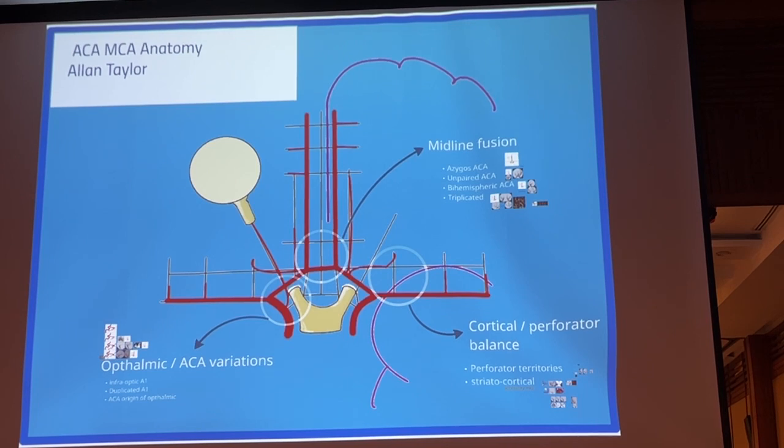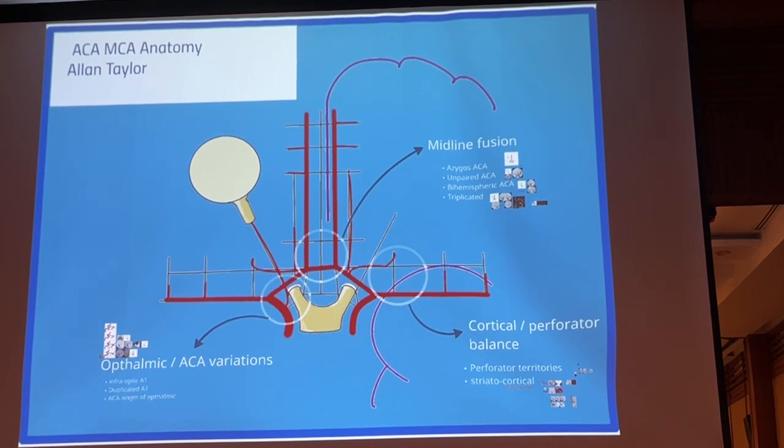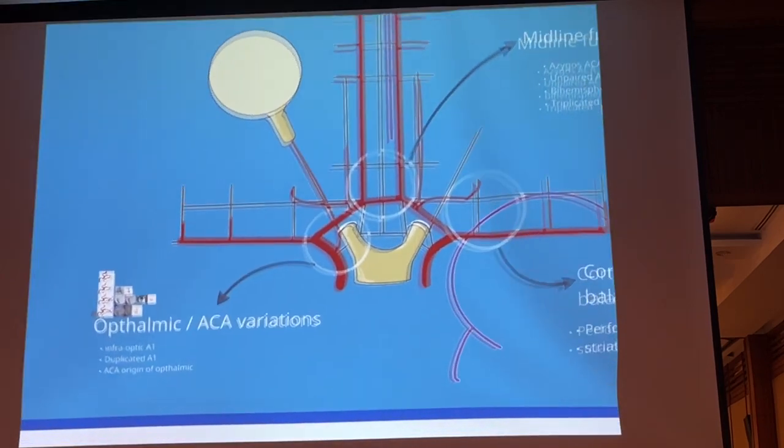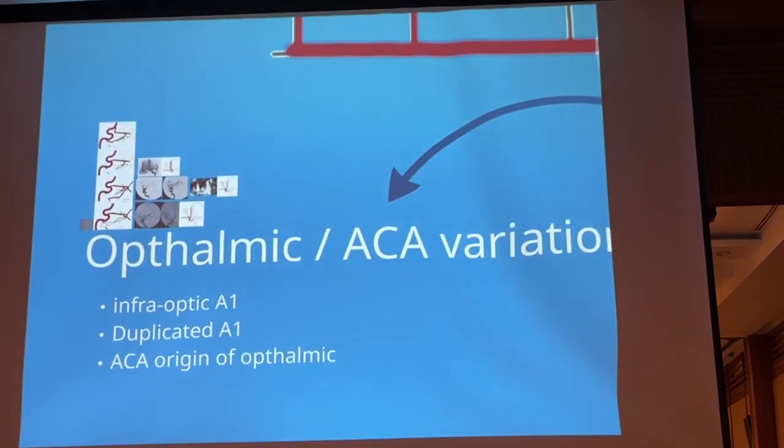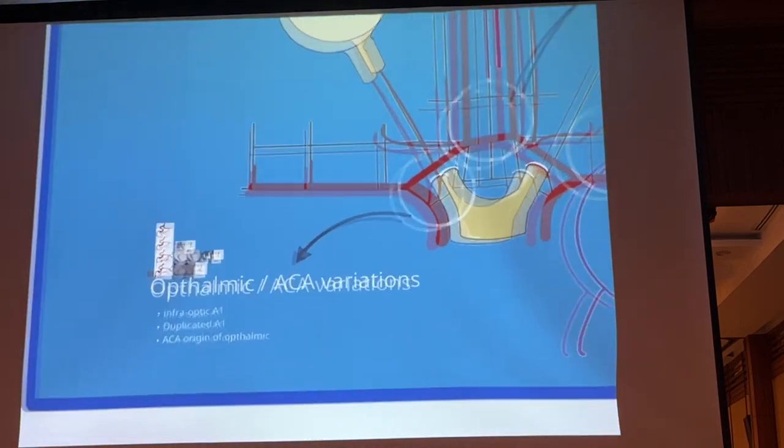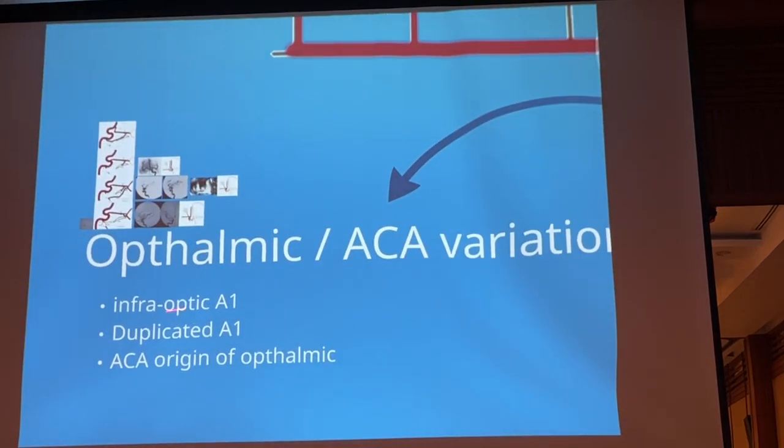So there's three possibilities for variation on the grid, as I said. So we've got all these ophthalmic ACA variations possible because of the ventral ophthalmic artery, and we've seen most of those, so I'm not going to go over them, right? But just to remind you, the possibilities: the infraoptic A1, Carl showed you some nice examples, the duplicated A1, which is the persistence of the ventral ophthalmic, and the real A1, and the ACA origin of the ophthalmic artery.